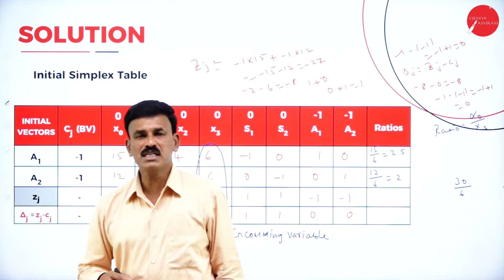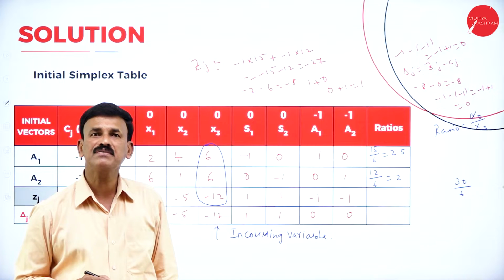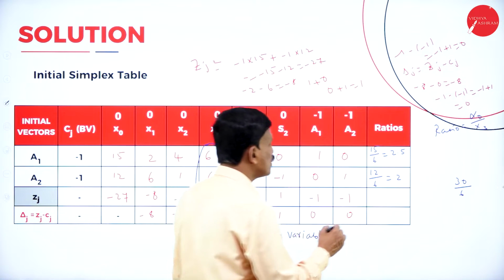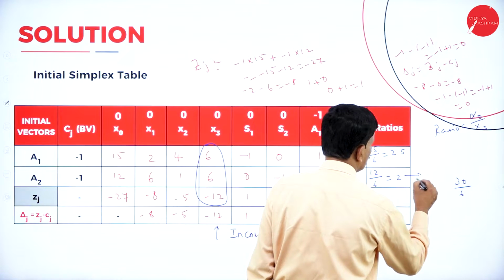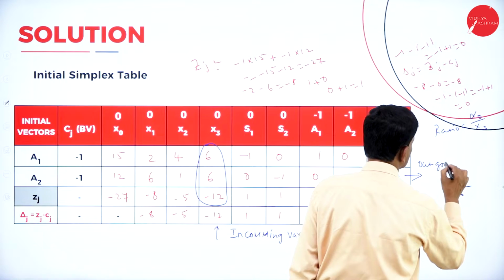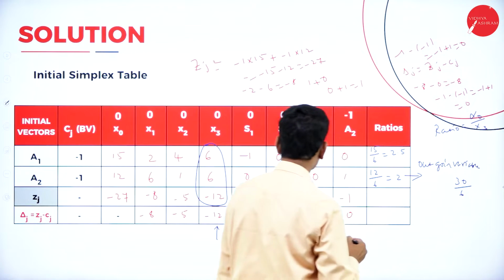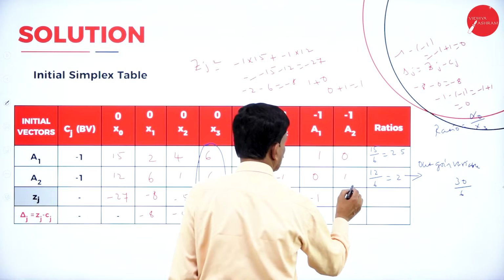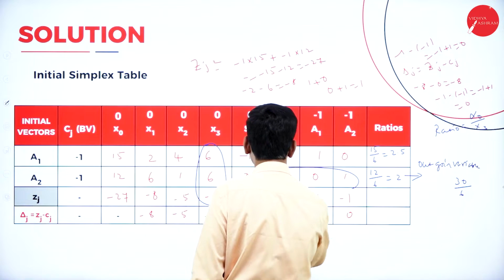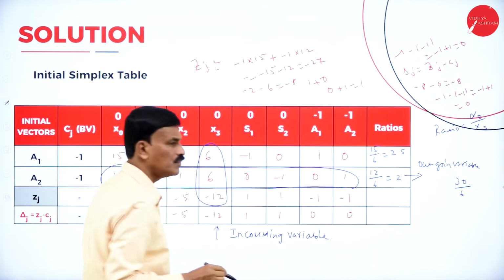Now, identify the least positive value in the ratio column. So what is the least? The least positive value is 2. Therefore, this is the outgoing variable. So the outgoing variable is this row.